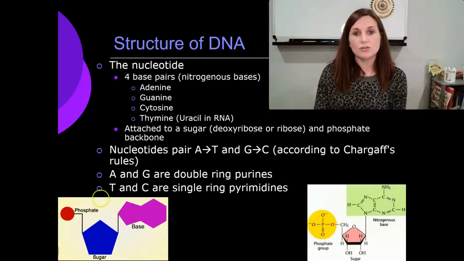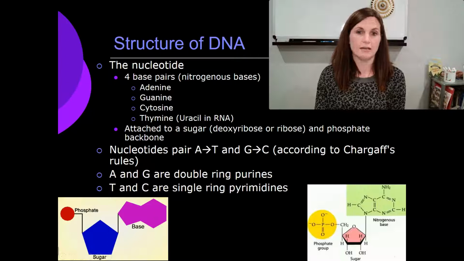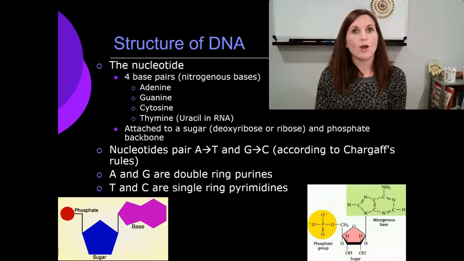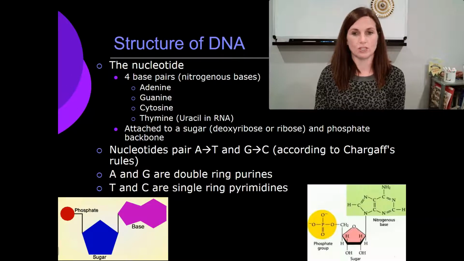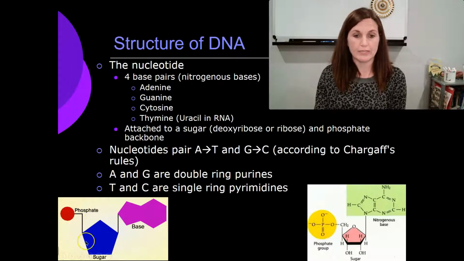But each nucleotide has its own nitrogen-containing base, and there are 4 nitrogen-containing bases: adenine, guanine, cytosine, and thymine. Thymine gets replaced by uracil when we get to RNA, which is something we'll have to deal with next chapter. But for now, A and T, G and C, adenine and guanine, cytosine, and thymine. And each of these attaches to a sugar and phosphate backbone, which we see here.